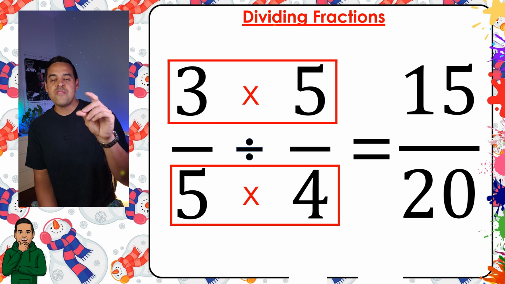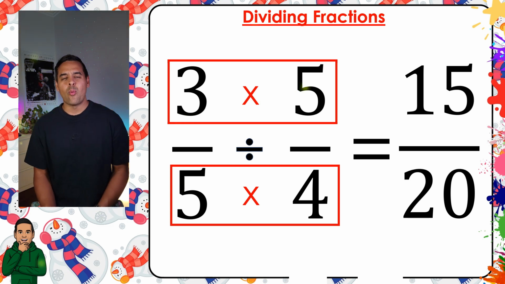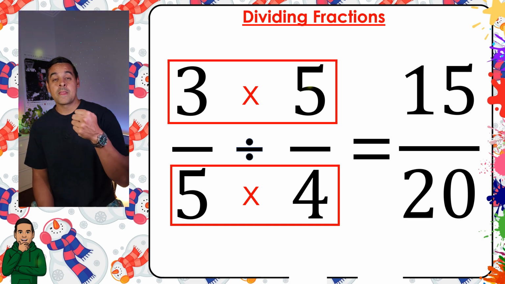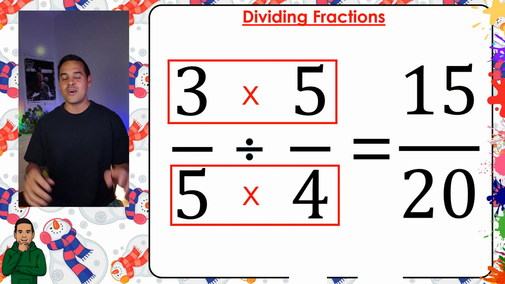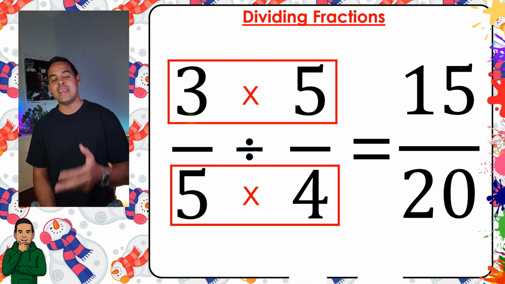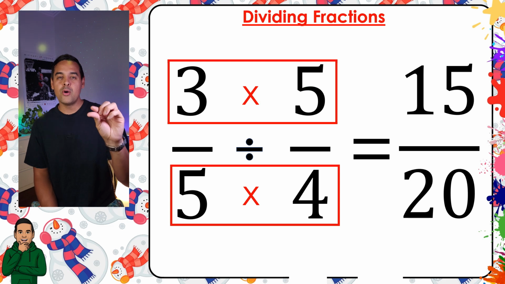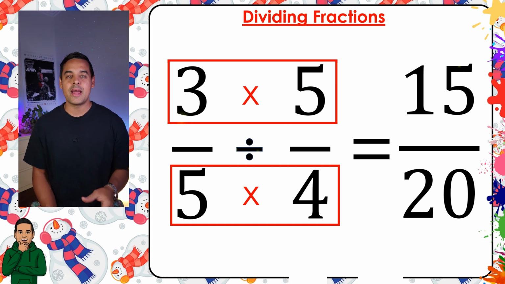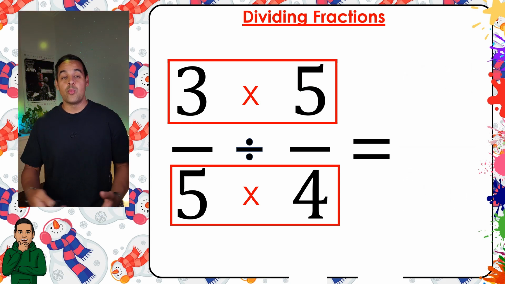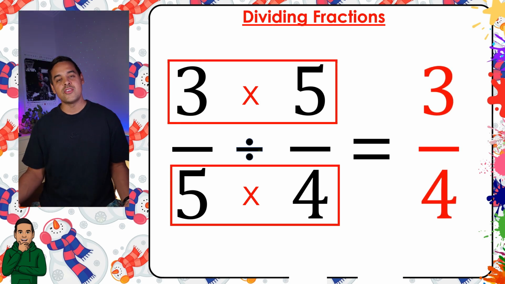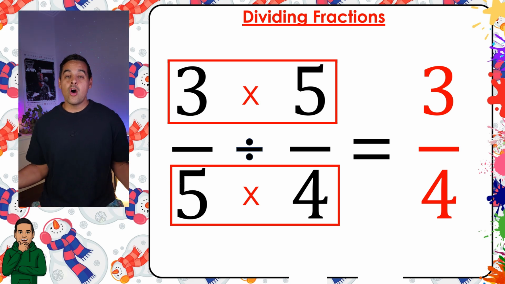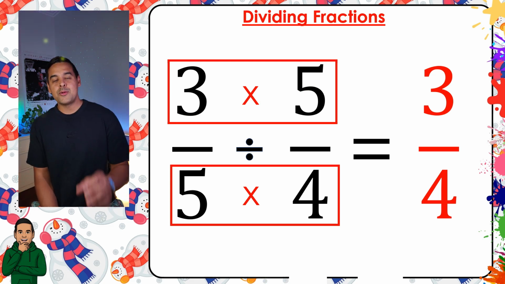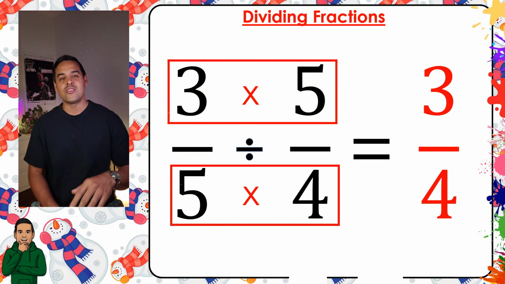So 15 and 20 are, let's see, 1 of course, 5. Let's do our 5 times tables. 5, 10, 15. Well, that works. And does it fit in 20? Let's find out. 5, 10, 15, 20. It does. So we divide both our numerator and our denominator by 5, which will give us our simplified fraction 3/4. So hopefully with that explanation, you are able to successfully divide fractions quite easily.